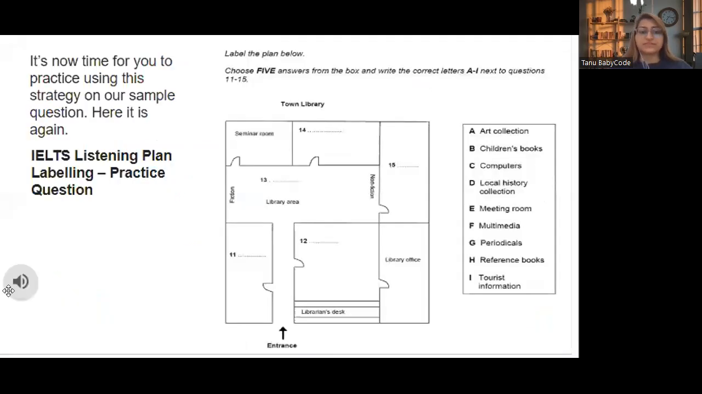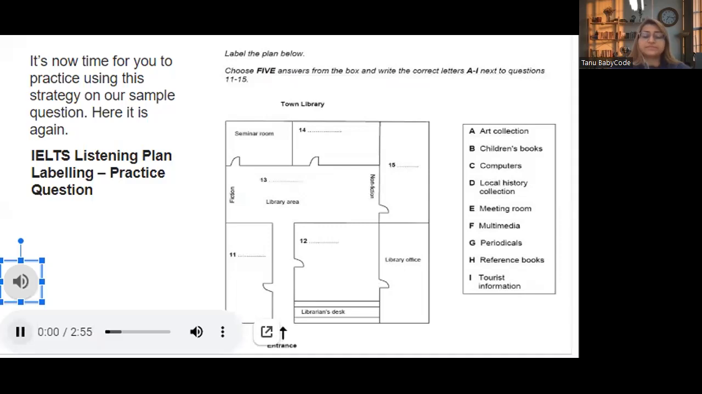Now let's look at the second recording. This is a plan labeling question. You'll hear the librarian of a new town library talking to a group of people who are visiting the library.